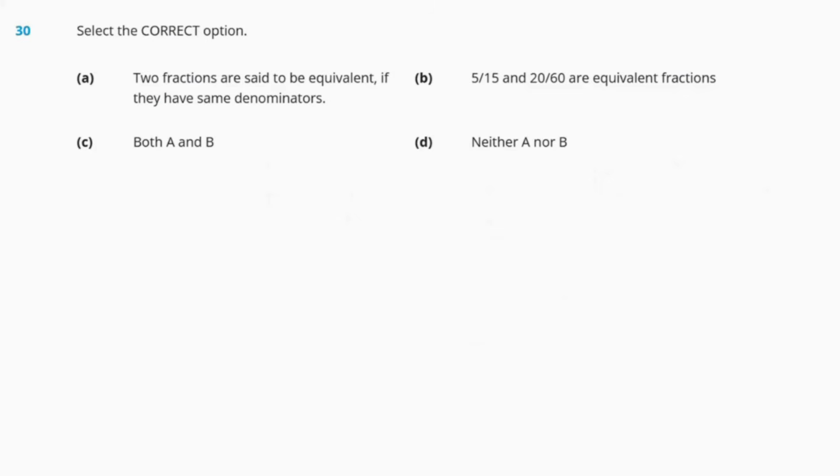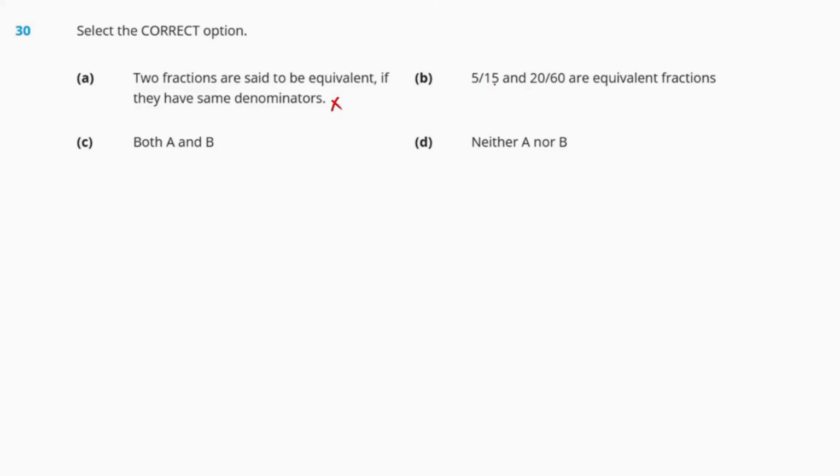Now, next question is, select the correct option. Two fractions are said to be equivalent if they have same denominators. Is it true? Like, is the first option true? No. Why? Because whenever two fractions have the same denominators, they are said to be like fractions, right? Therefore, this is not a correct statement.